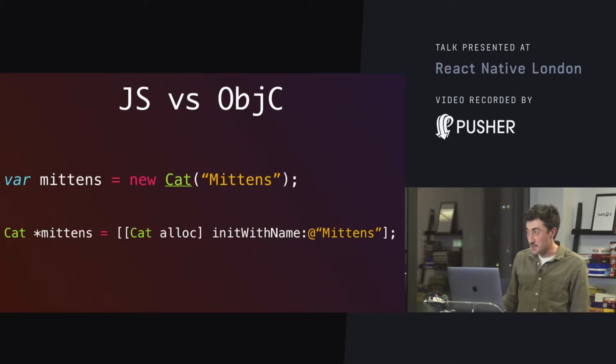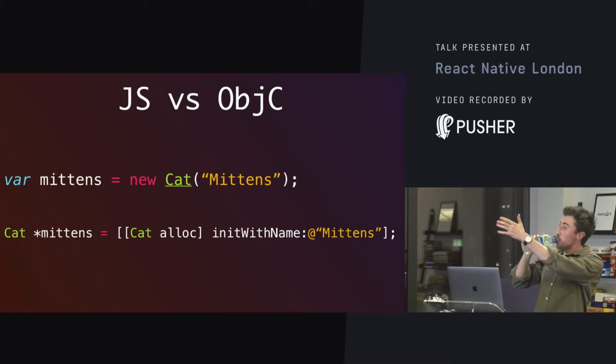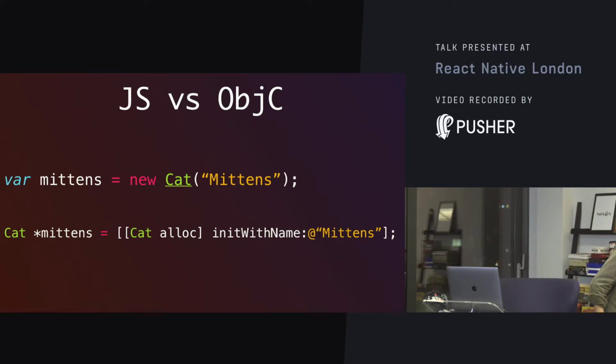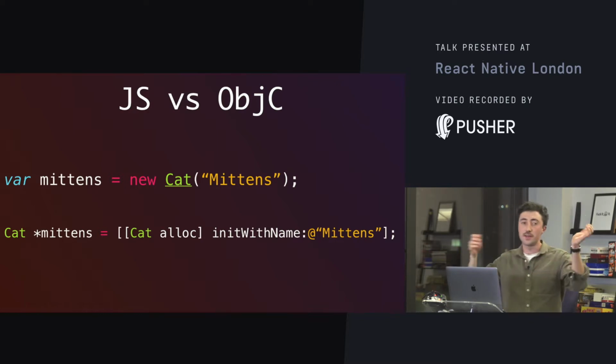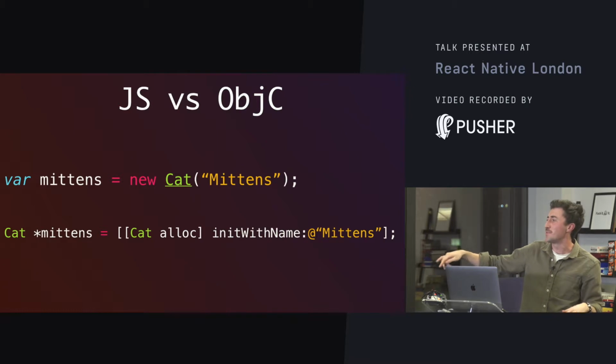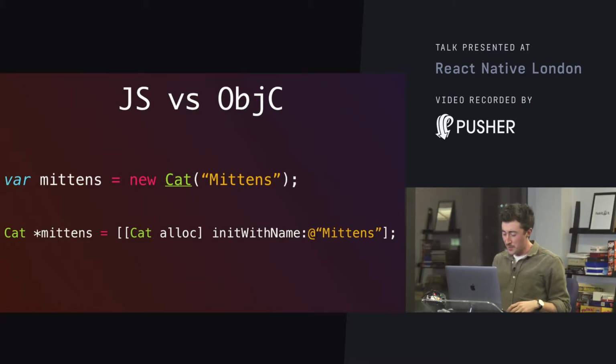What if we want to give our cat a name, as we do? Here's how we do that in JavaScript. Here's how we do that in Objective-C. We call our thing like init with name. That's the convention in Objective-C. You have init with something. And we have these weird ats before our strings, but that's for C compatibility reasons, which are quite boring.